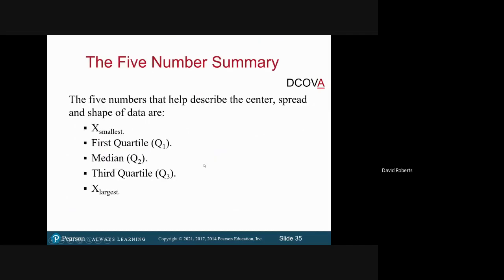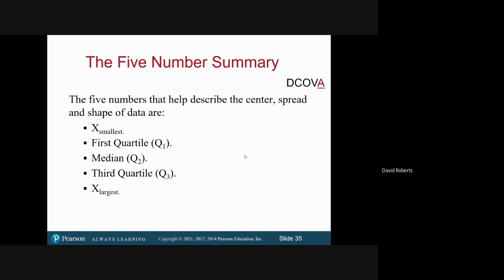So the 5 numbers are the smallest number, Q1, Q2, Q3, and largest. And you will get this on your assignment and your test. It'll ask you for the 5 number summary. Smallest, Q1, Q2, Q3, largest. The numbers will get larger.